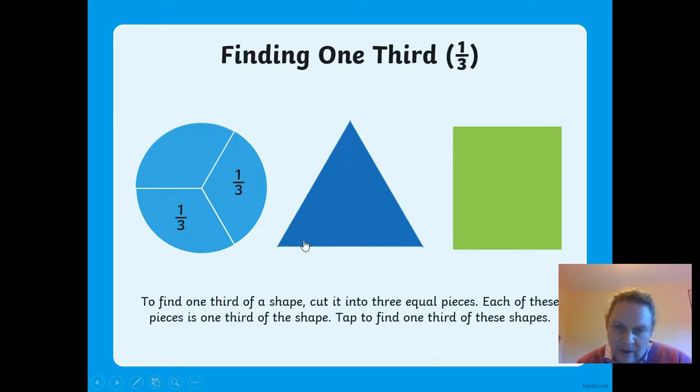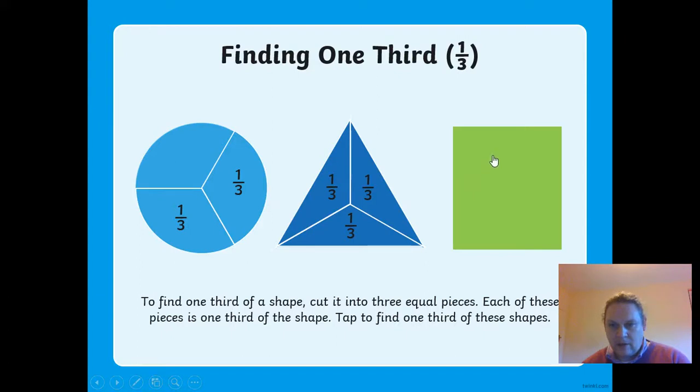Now what about this triangle? How do we divide that up into 3 equal pieces? Let's have a look. Again, it's not as easy as some of the other things like halves. We've got a third, and then a third there. So 3 equal pieces. Each one of these pieces is exactly the same size as the other.